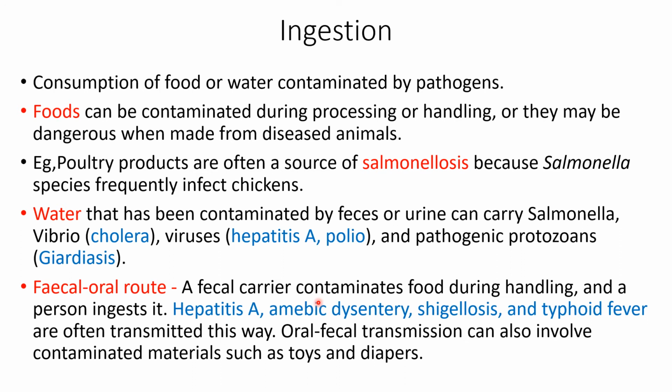So fecal oral route is where the fecal material from an infected person gets mixed up either in food or in water or sometimes in any inanimate object. And if such contaminated food or water or an inanimate object is handled by another person, by means of which he gets the disease, that route is called fecal oral route. That is, the organism gets shed through fecal material and it enters the body through the oral route.